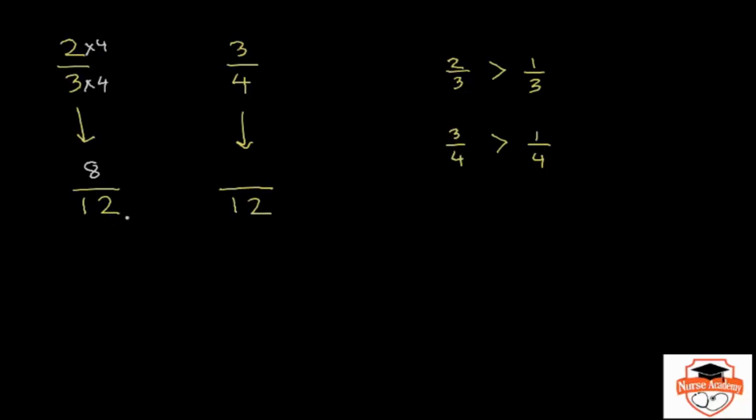So we have 8 over 12. And on the other hand, multiply this with 3. 4 times 3 is 12. Multiply 3 with 3. So this becomes 9/12. And 8/12 is smaller than 9/12. And that in turn means that 2/3 is smaller than 3/4.